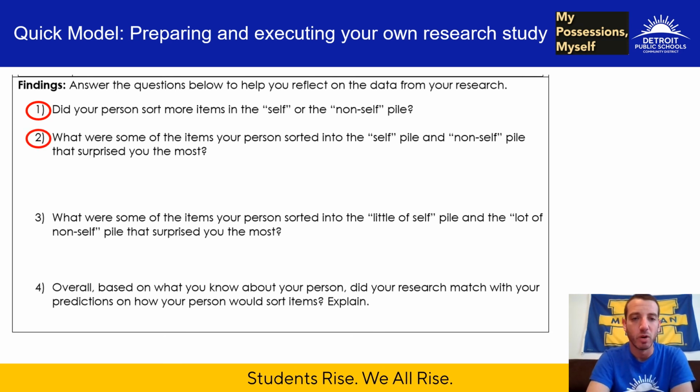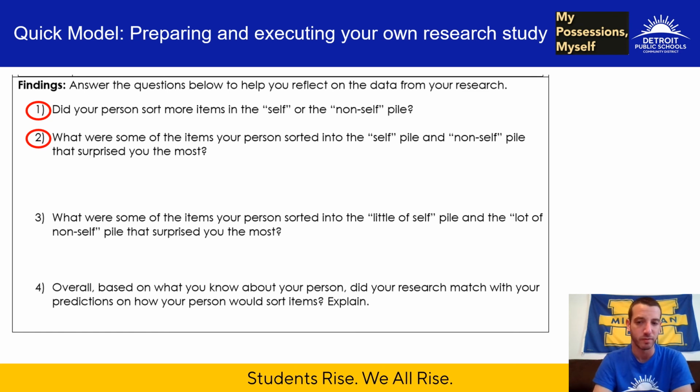Number 2, what were some of the items your person sorted into the self pile and non-self pile that surprised you the most? So you're still thinking about the self and non-self pile, not the other piles yet. And which of these surprised you based on what you know about that person? Is there something that you thought they totally would put in the self pile, but they put in the non-self pile? Or is there something you totally thought they'd put in the non-self pile, but they put in the self pile? So just use your relationship with this person to make predictions.